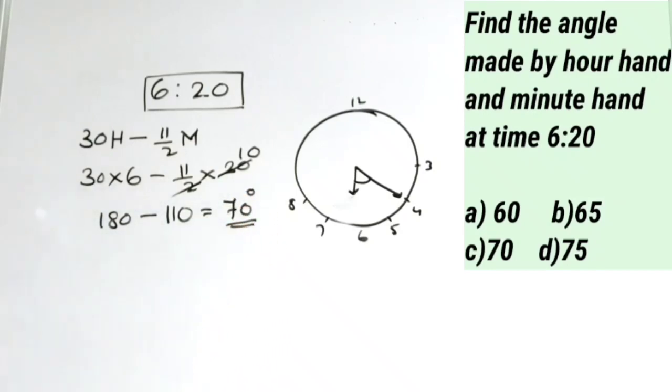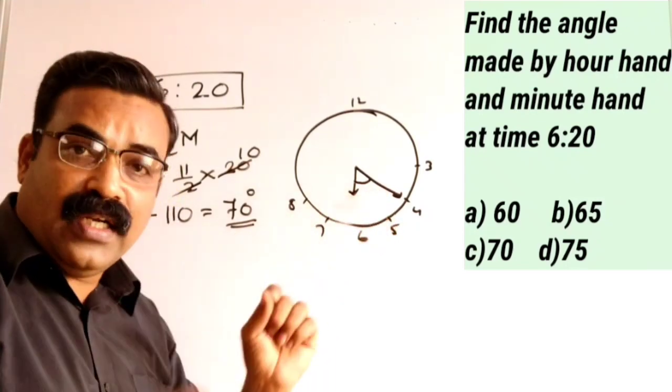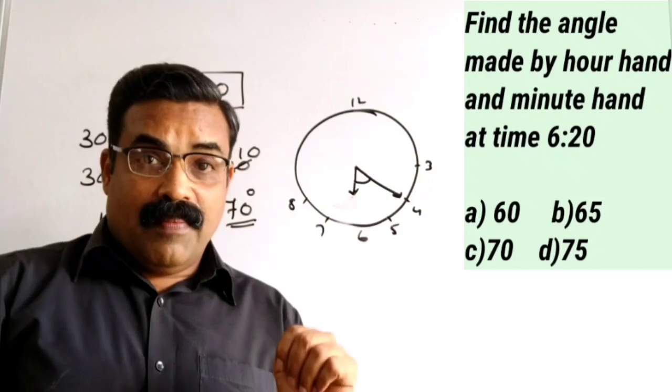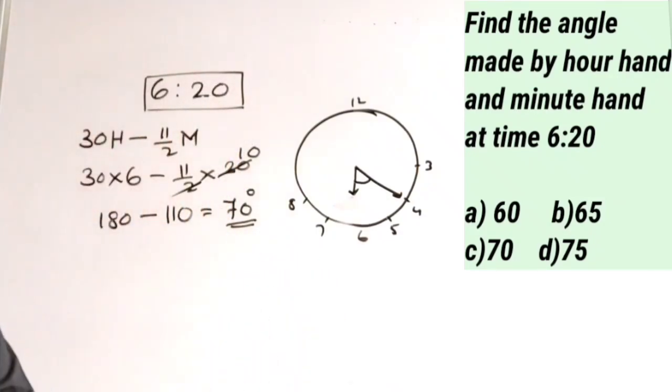So 70 degrees is the correct answer. The angle between these two hands is 70 degrees. Accordingly, you can mark the correct option. But let me tell you the other method now. What is the other method? The concept building method.